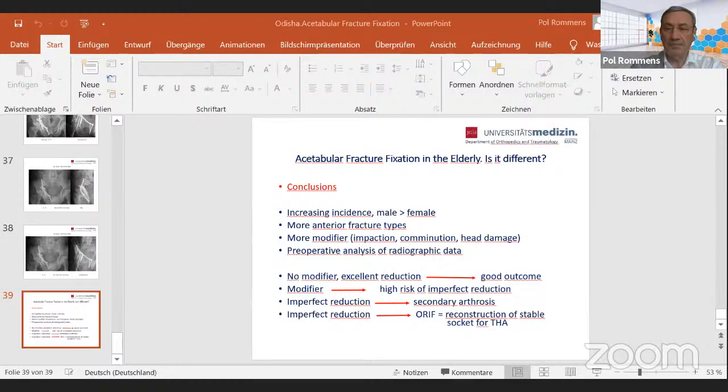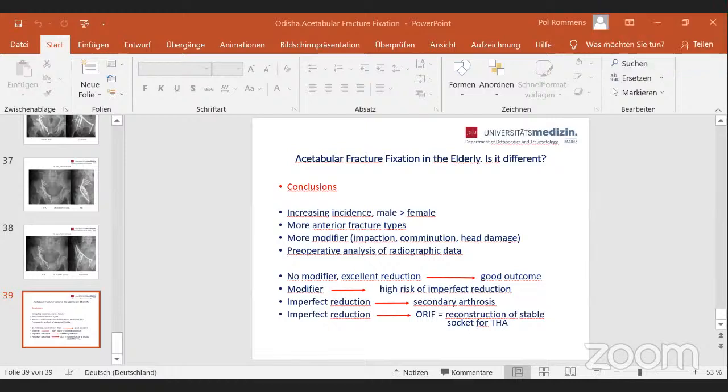I think Professor Rommens sir has cleared so many of our doubts and given us a very clear indication, guidelines for managing these geriatric acetabular fractures. I think we should move on to the next speaker.